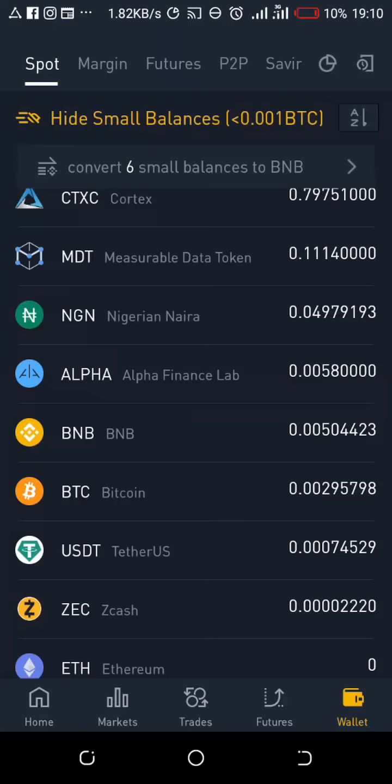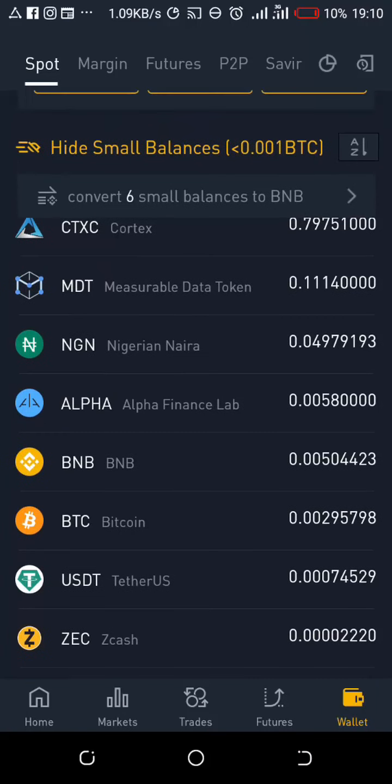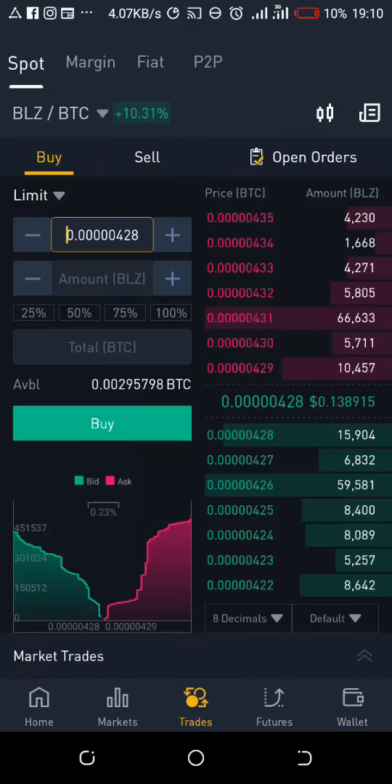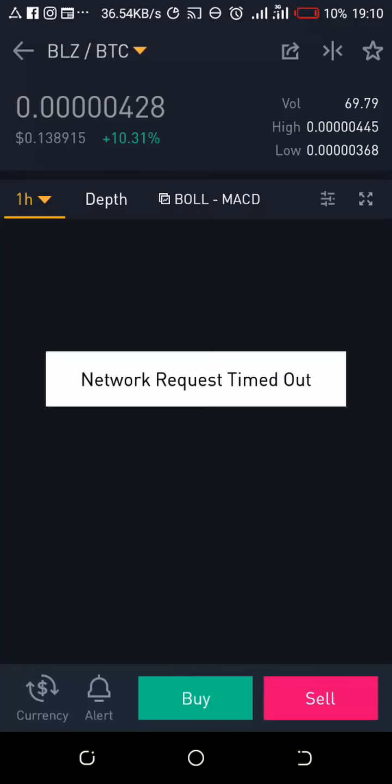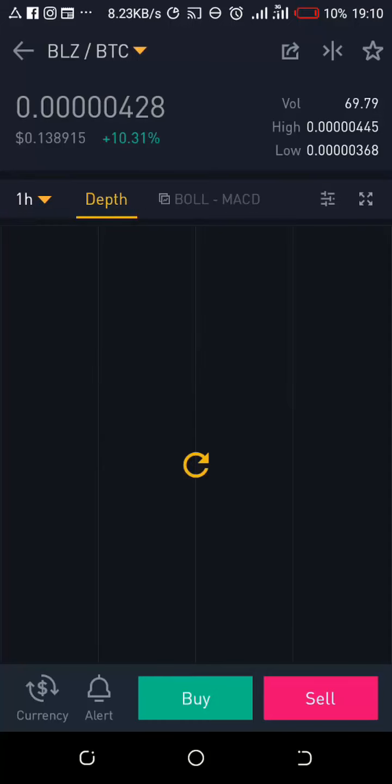So we have come to the end of this trade. So let us look at the chart once more. This is the chart. It's opening. So let's see how far we have gone in this trade, where we entered and also where we stopped. Still having network issue and going to sort this out.